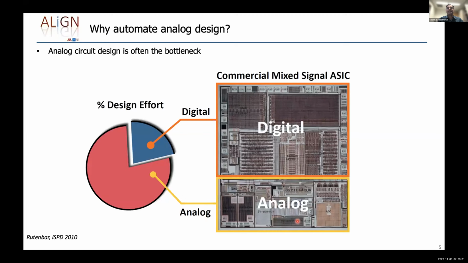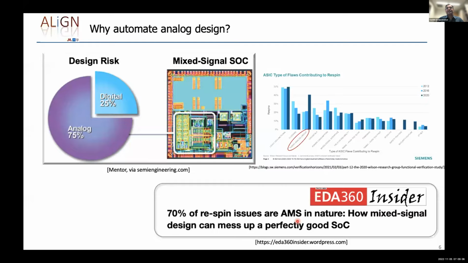If you look at the design risk, this design risk can be measured in terms of the likelihood that your chip is going to fail after you get your silicon back. That can be attributed quite significantly to the analog part.